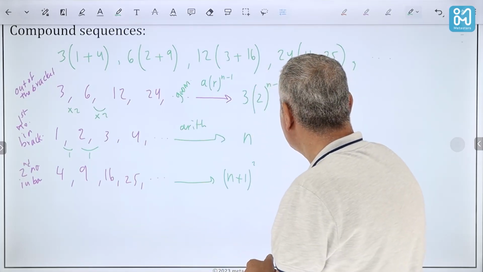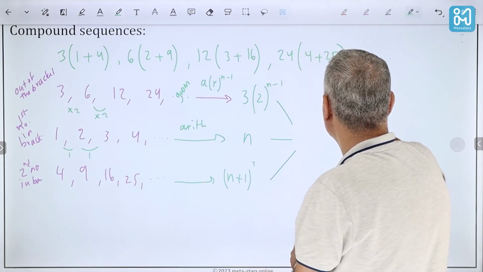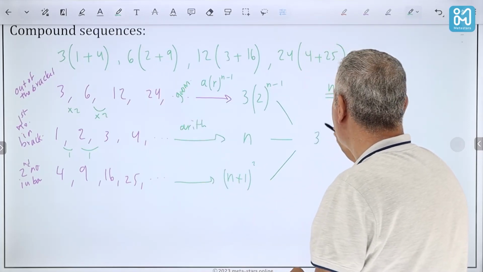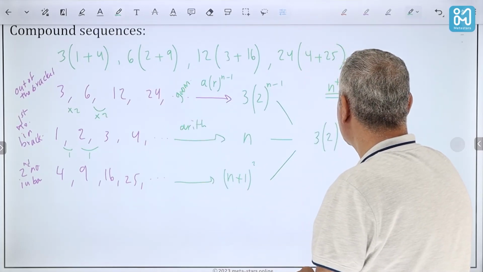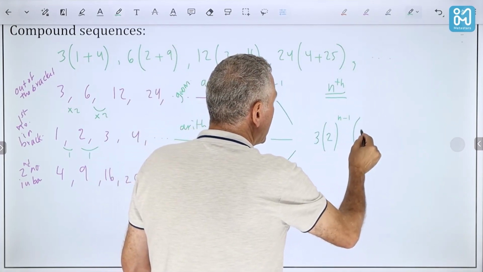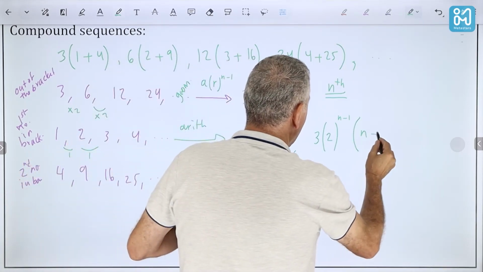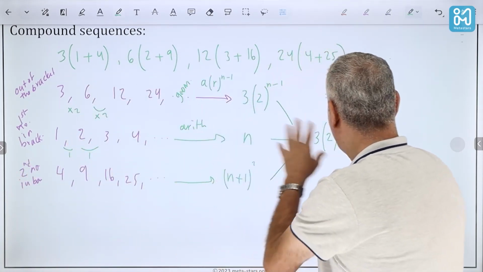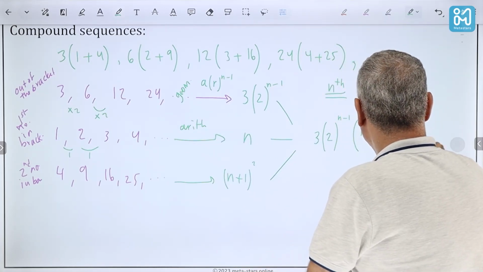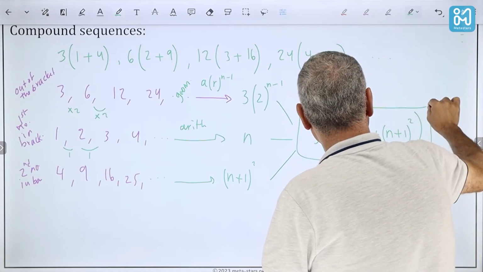And now, what would be the nth term of the sequence? It would be in the same form here. 3 times 2 to the power of n minus 1, times, in brackets, n plus, as we have a plus every time, n plus 1 squared, and you leave this in this form.